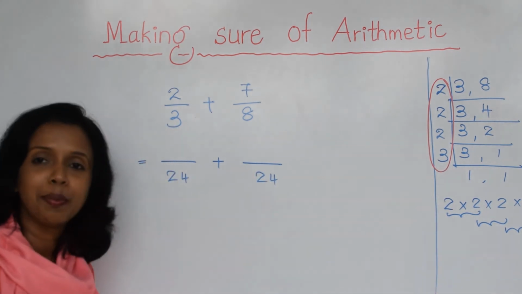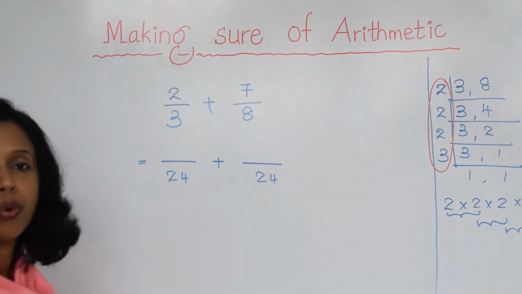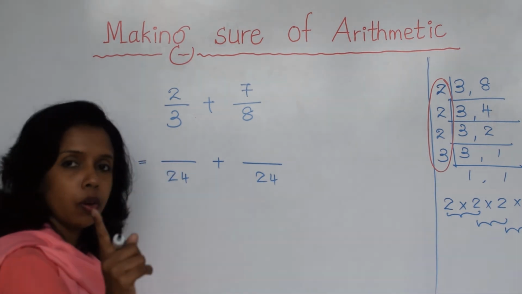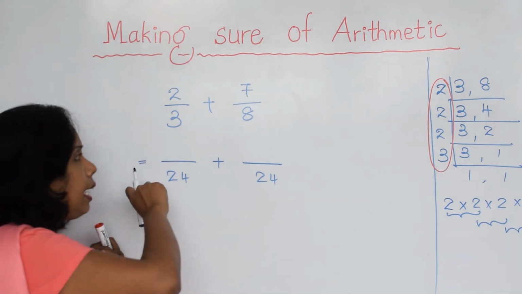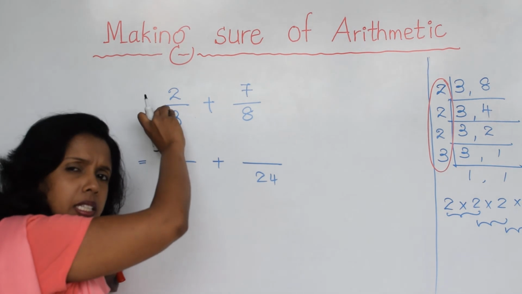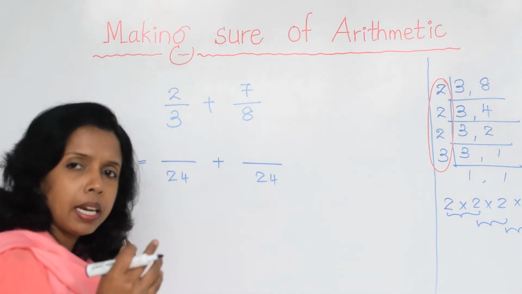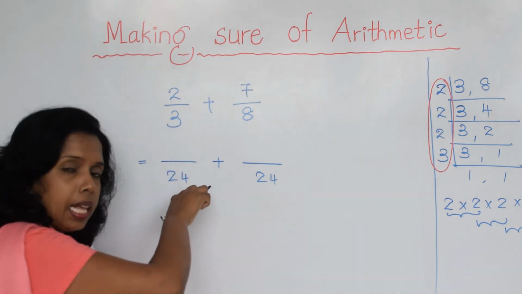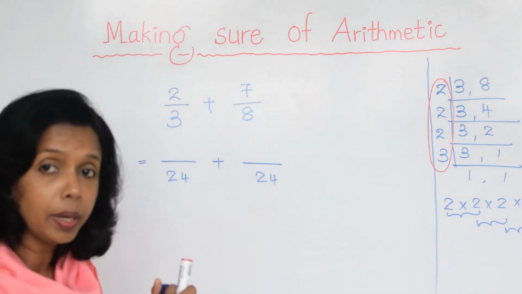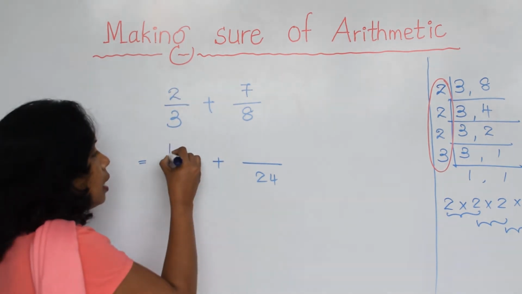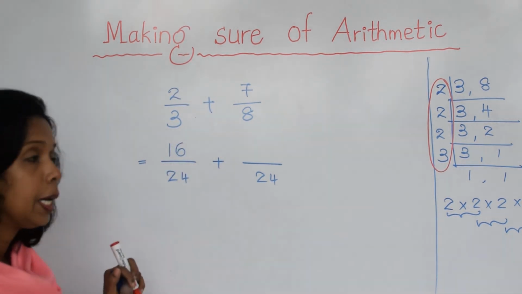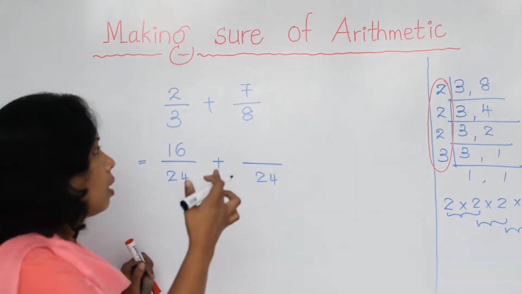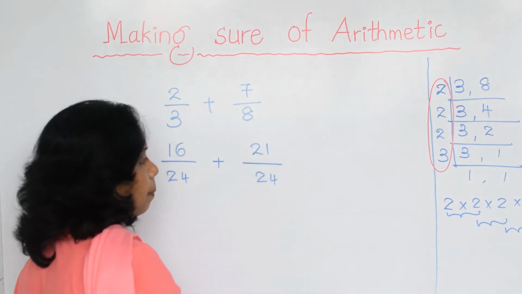Now I found the common denominator. It is 24, right? Now look at this carefully. 8 times 3. How can I convert 3 into 24? By multiplying by 8. 8 times 3, 24. That means you want to do the same thing with the numerator. 8 times 2, it is 16. Right? 3 times 8, 24. You want to do the same thing. 3 times 7, 21. Right?